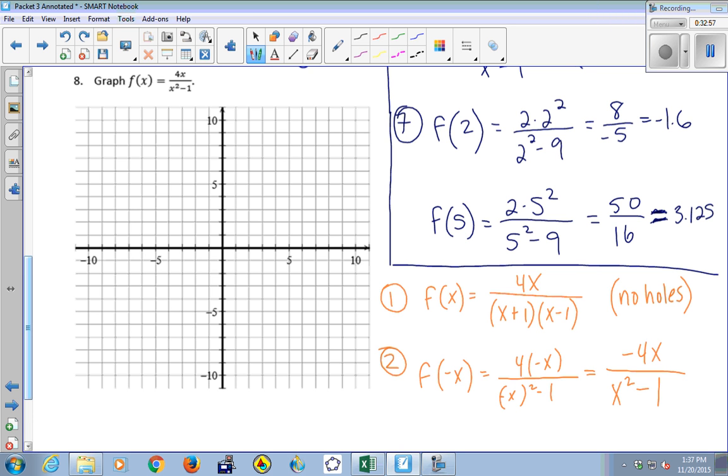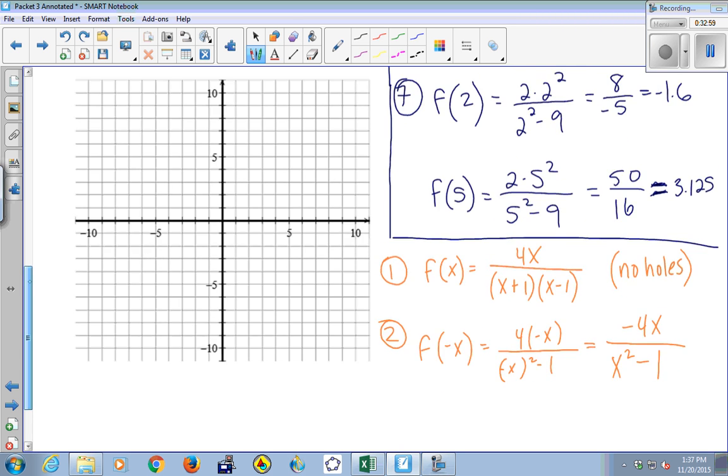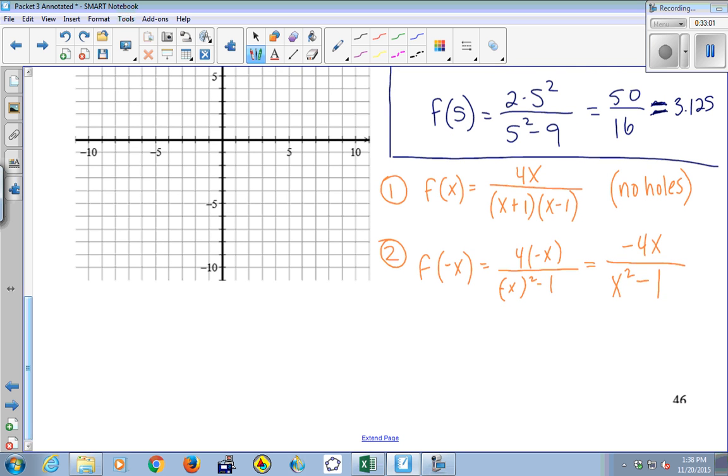Yeah, because when you have a negative in a fraction, you can put that negative in the numerator or the denominator or in front of the whole fraction. So this is actually negative 4x over x squared minus 1. That is exactly the opposite of what I started with. This is negative f of x. What kind of symmetry do you have if f of negative x equals negative f of x? Origin or odd symmetry, yeah.